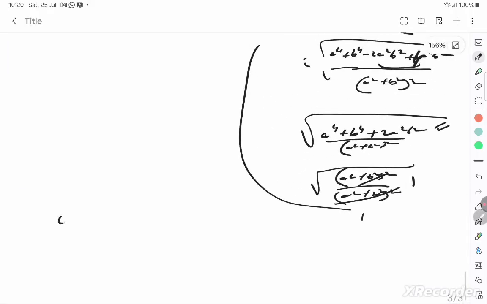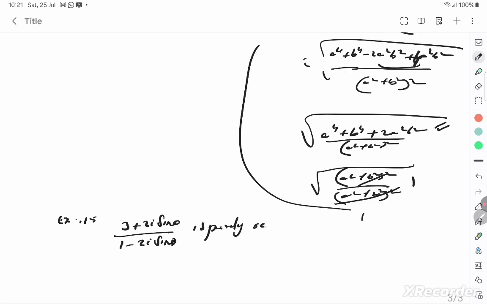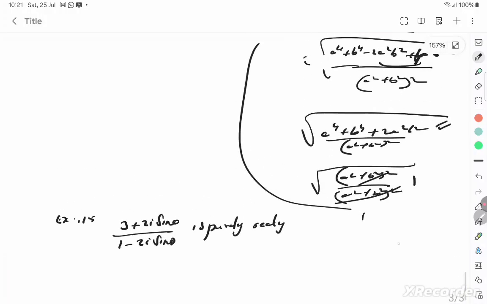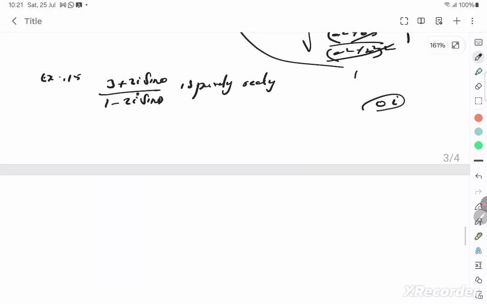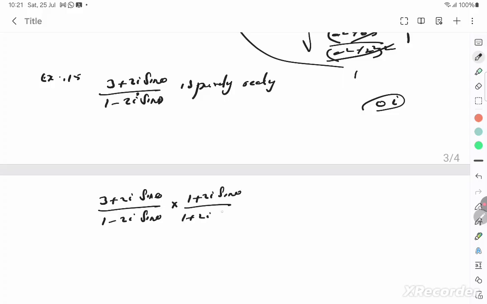It's example 15, where there's a complex number 3 plus 2i sine theta by 1 minus 2i sine theta. They've given it as purely real. Purely real means there's no imaginary part. The coefficient of i should be 0. So first of all, we don't want i in the denominator, so let's rationalize it by multiplying and dividing by its conjugate. It's 1 plus 2i sine theta by 1 plus 2i sine theta.